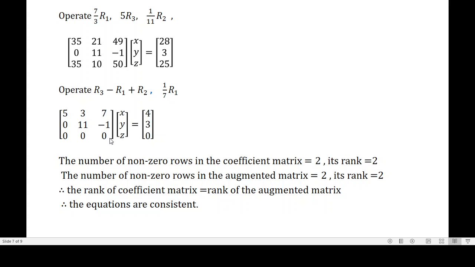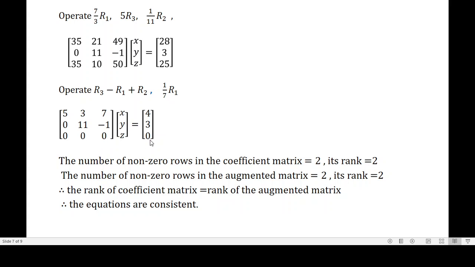Now look at this coefficient matrix. R of A is equal to 2 because the third order minor is equal to 0. Therefore, there are two non-zero rows in the coefficient matrix. Hence, its rank is equal to 2. Its rank cannot be 3. Therefore, rank is equal to 2.